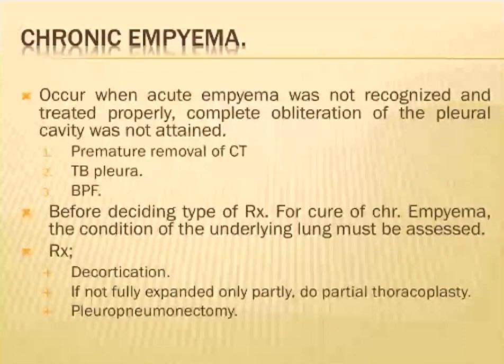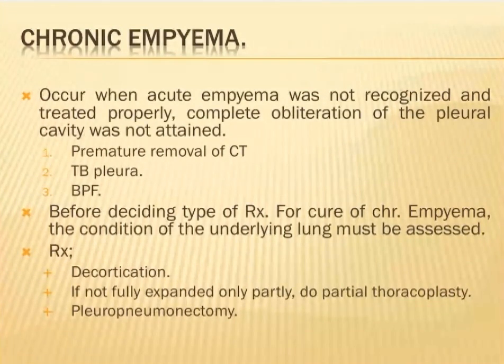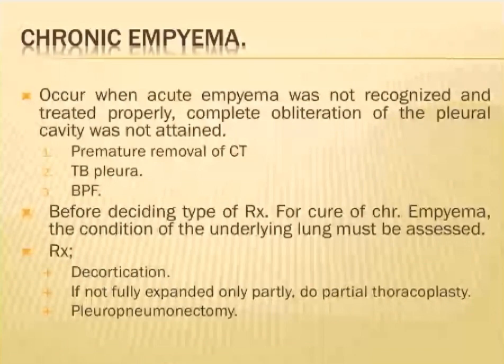A TB pleura always leads to the chronic one. Or when we have a bronchopleural fistula, we have development of a chronic empyema. Before deciding your treatment, you should treat the underlying cause to prevent any recurrence of the empyema.